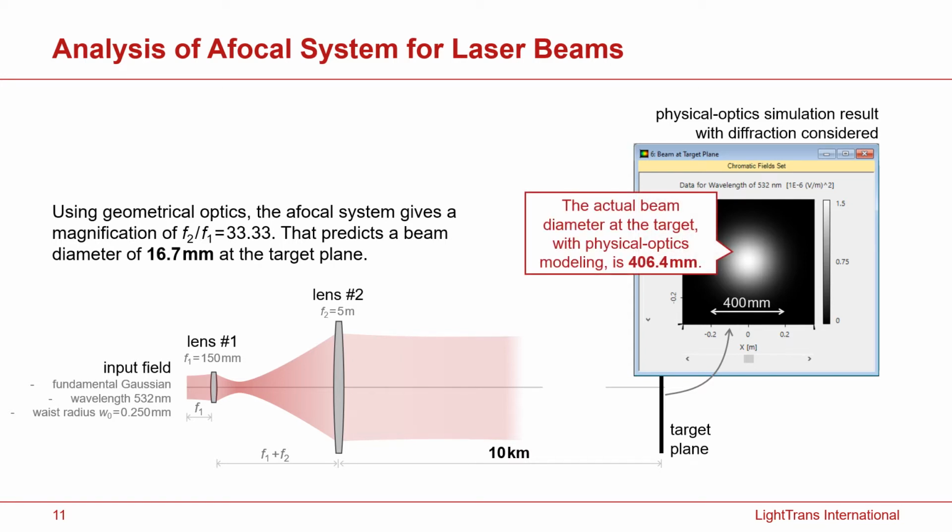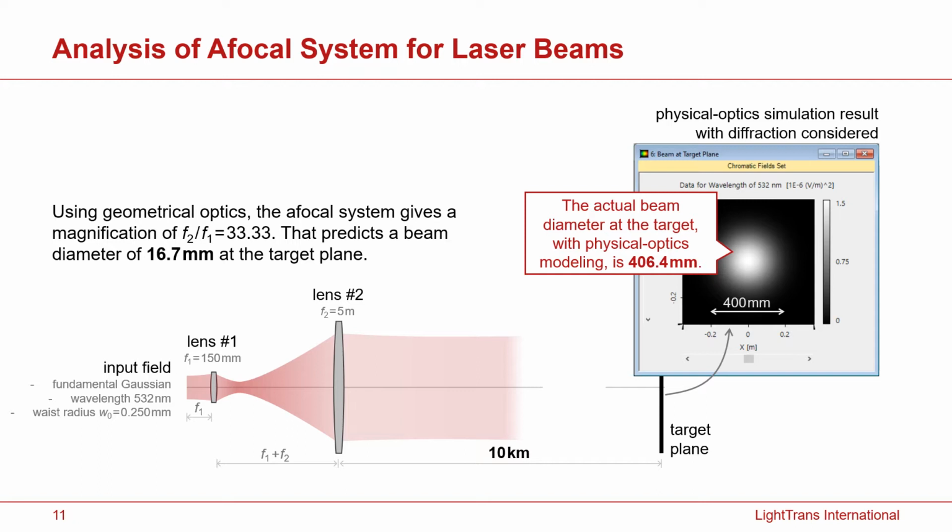So let's have a look. If we perform a physical optics-based modeling of this simple system, then at a target plane 10 kilometers away from the second lens, you are going to get a Gaussian beam. You still see a Gaussian beam here. By the way, this is exactly the simulation result which we got from VirtualLab, and it predicts a beam diameter of over 400 millimeter. That is much larger than what you see from the geometric optics prediction.